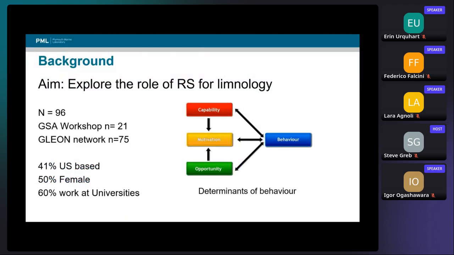The main aim of the survey was to capture people's attitudes and opinions towards using remote sensing data within the field of limnology, and we had a few research questions. The first research question was around perspectives of value of the remote sensing to limnology. The second was about people's opinions of the responsibilities of different organizations to provide and ensure the quality of remote sensing data. And the third question was around the barriers and facilitating factors of the uptake of remote sensing within limnology.